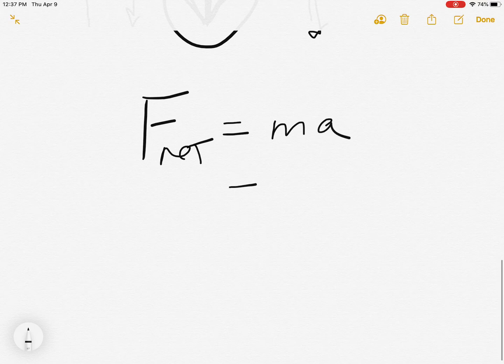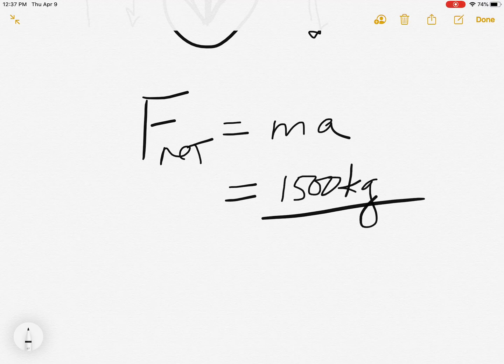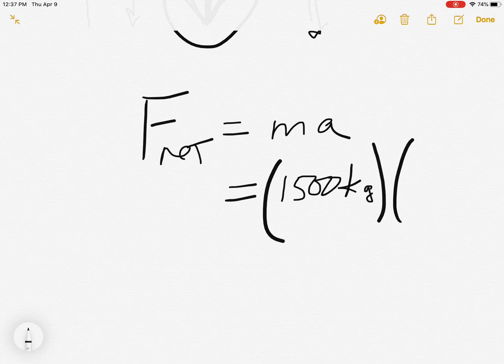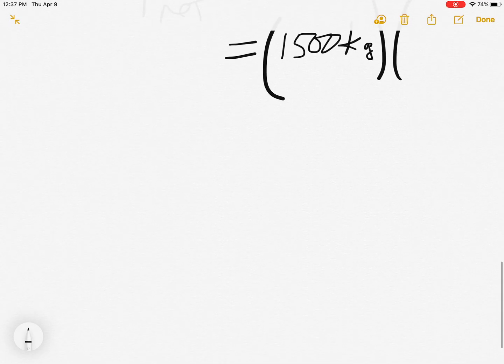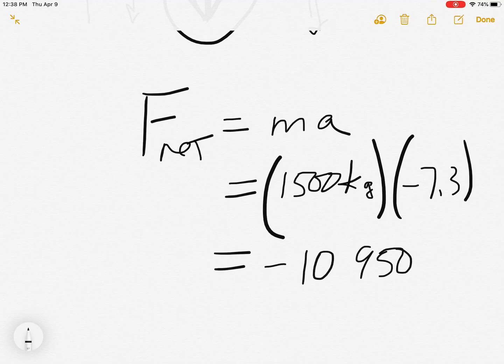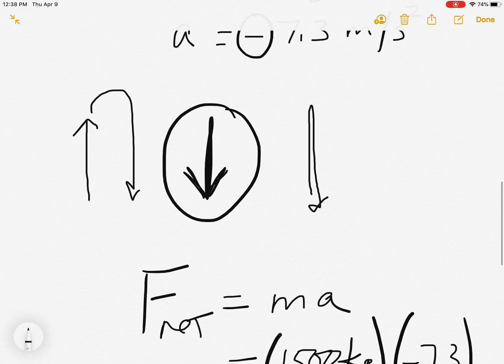Then we do F net equals ma. And I think we have a mass of this car, 1,500 kilograms. And we're dividing that. Oh, no, we're not dividing it. We're multiplying. My mistake. Sorry. 1,500 kilograms multiplied by our newly found a of negative 7.3. And when we multiply that number, we get, let's see, 1,500 times 7.3, and it's negative. We get negative 10,950 newtons. Why negative? Well, because the force pulling down right here is pulling to the south.